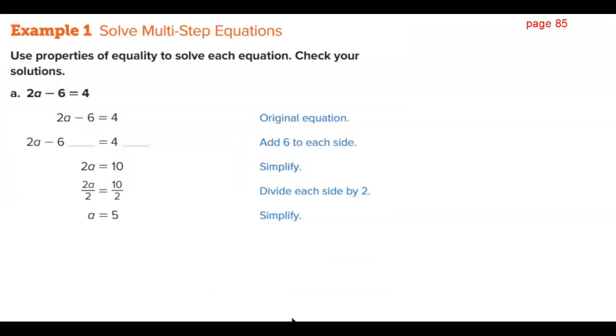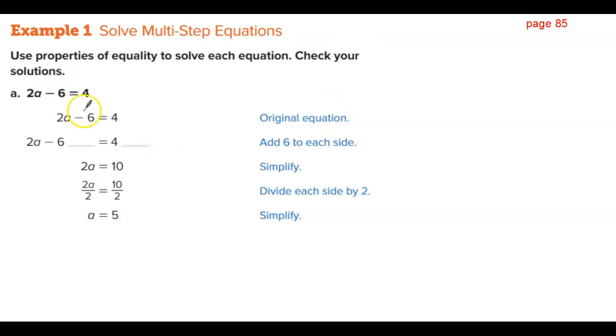Use properties of equality to solve each equation. You're pretty well tired of properties about now, I'm sure. Check your solutions. What they want you to do is to solve this equation for a. All right? Get my handy dandy pen going.